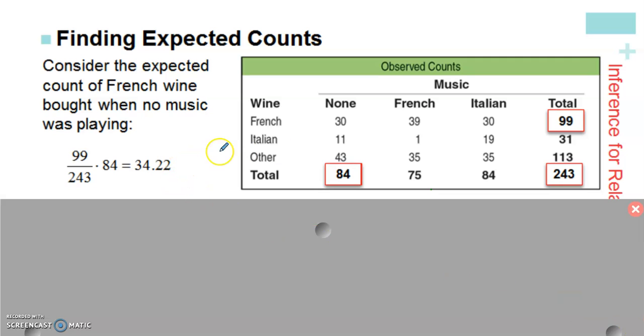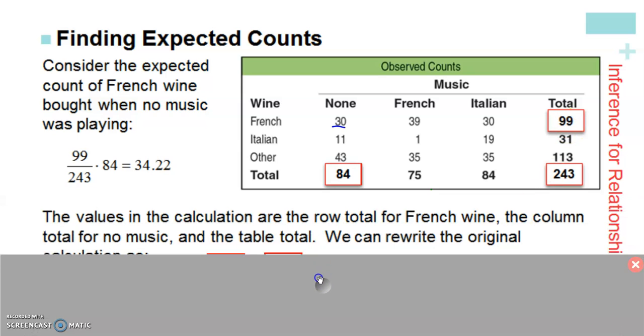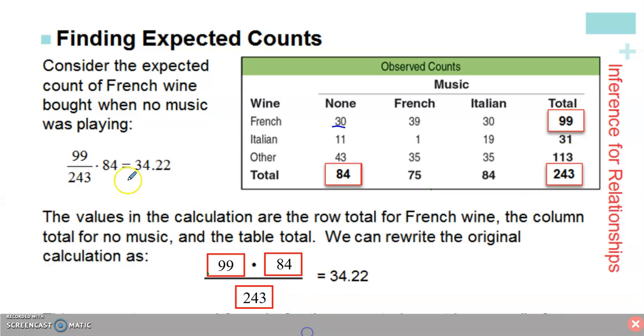Okay, so let's look at figuring out this expected count right here. I did 99 out of 243 times 84. You can see this is the calculation I used to get this number, and these are the 3 numbers that I used. And then I can rearrange that calculation, and instead do this times this divided by this, and I'll get the same answer.